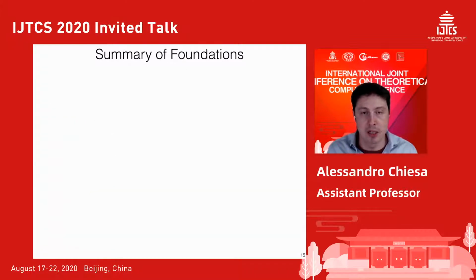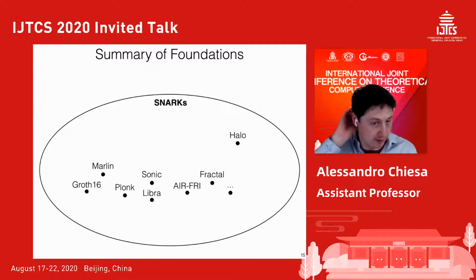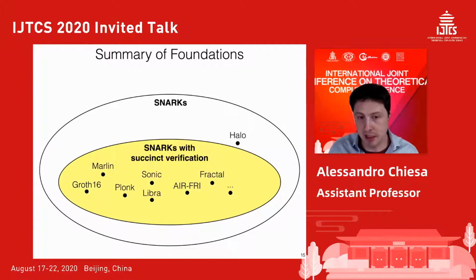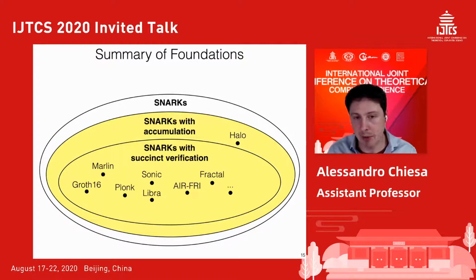Okay, so what I've told you is that there are many snarks. First, I said that snarks with succinct verification can lead to recursion. Fortunately, there are many of them that do. But this leaves out some exciting snarks, for example, the ones in the Halo paper. But these we can actually capture by relaxing the requirement on a snark by merely requiring that a snark has accumulation.